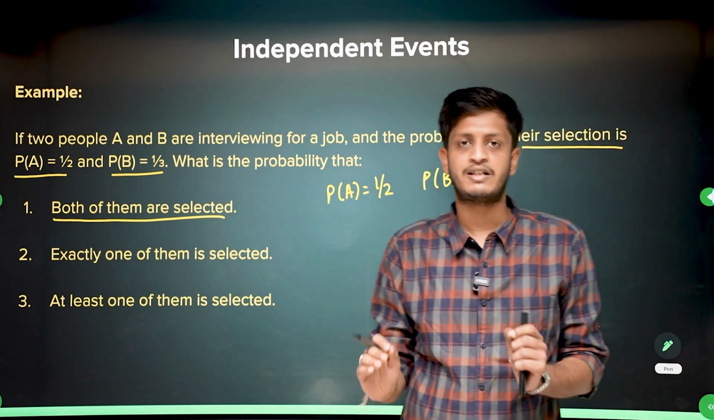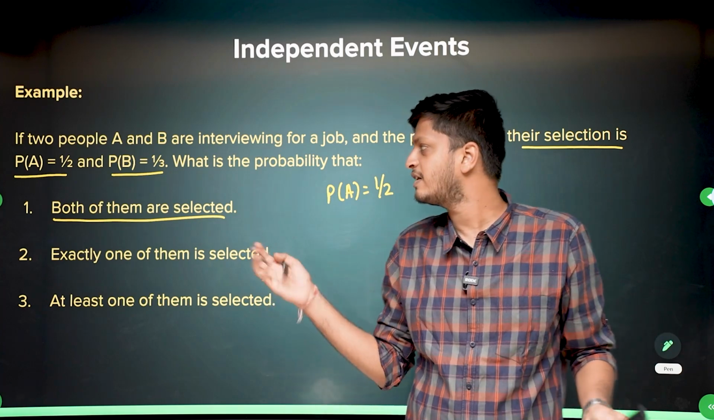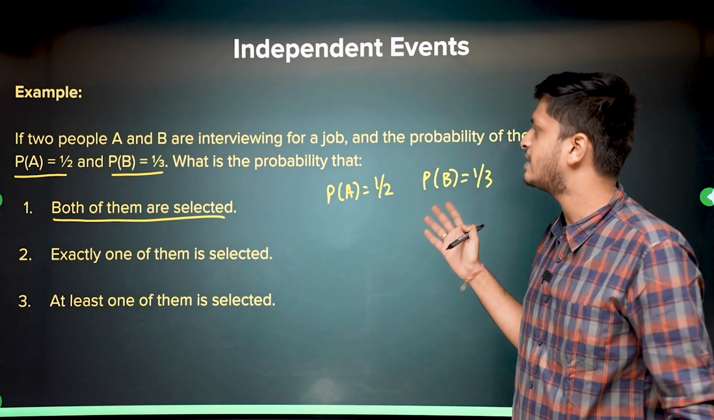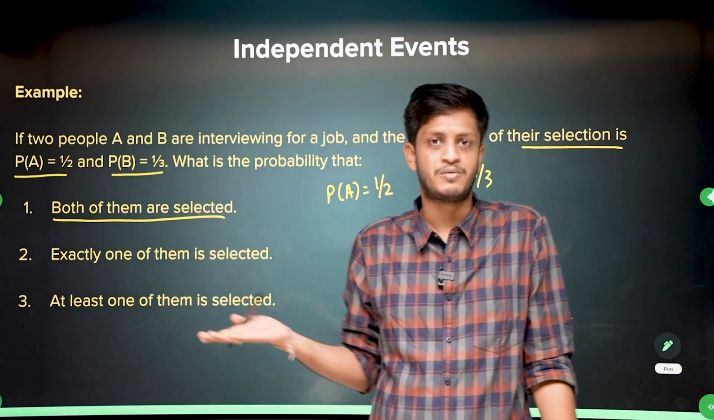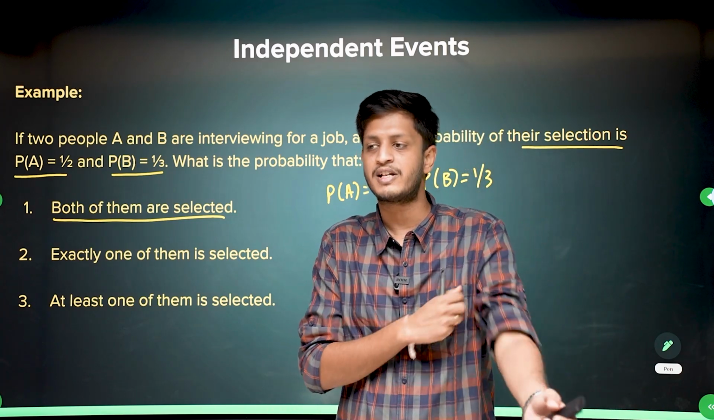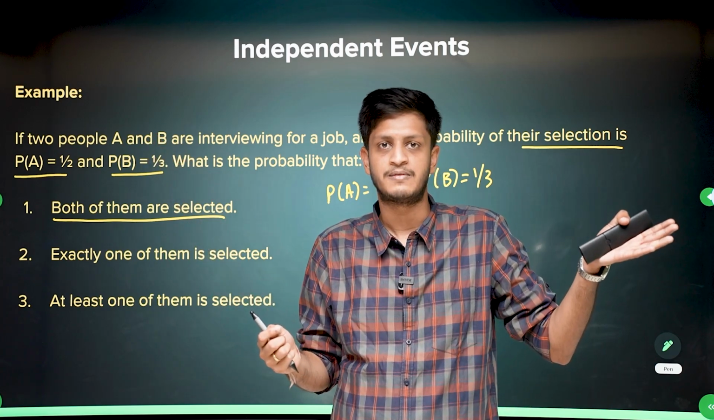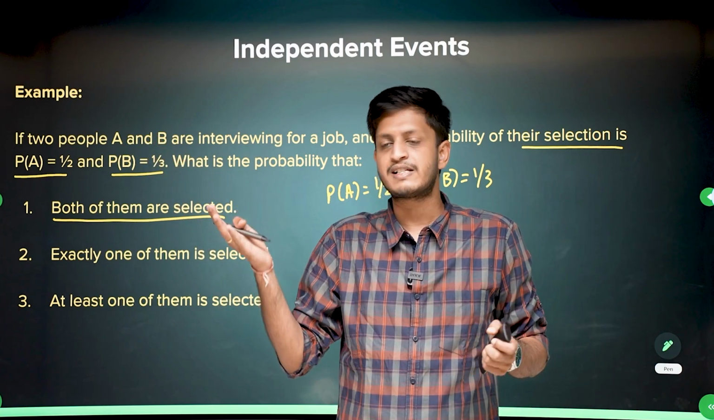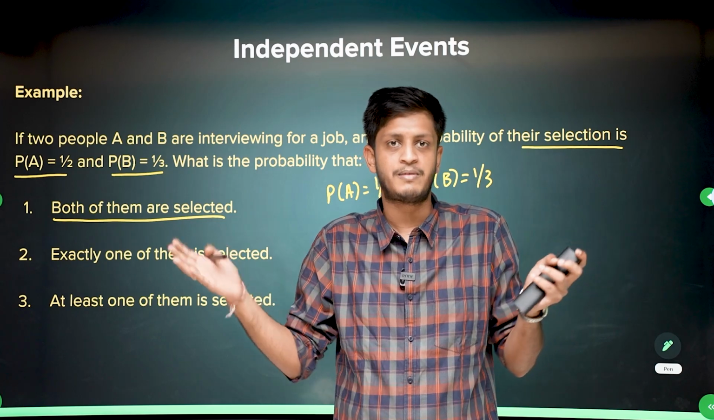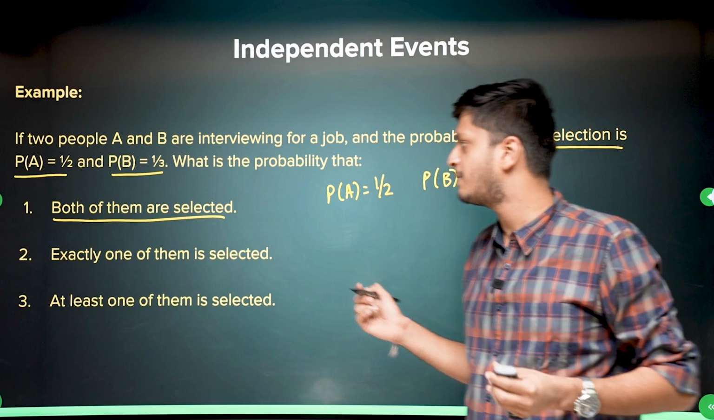Obviously they are independent of each other. Nothing is mentioned, so here you have to assume that they are independent of each other. Probability of selection of first guy is half, 50%. Probability of selection of other guy is 1/3. If first guy gets selected, it doesn't matter. The probability of selection of second guy is still 1/3. So they are independent of each other.